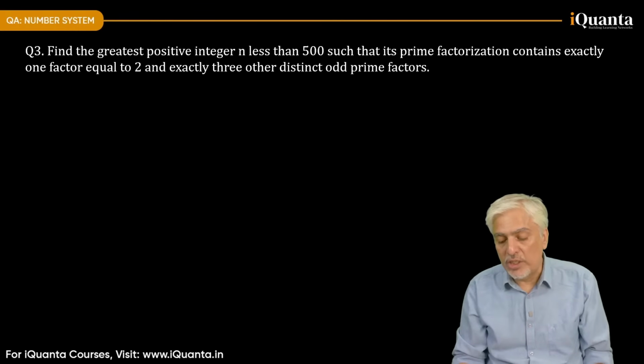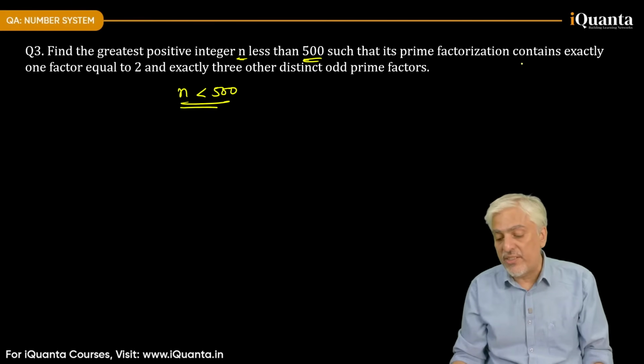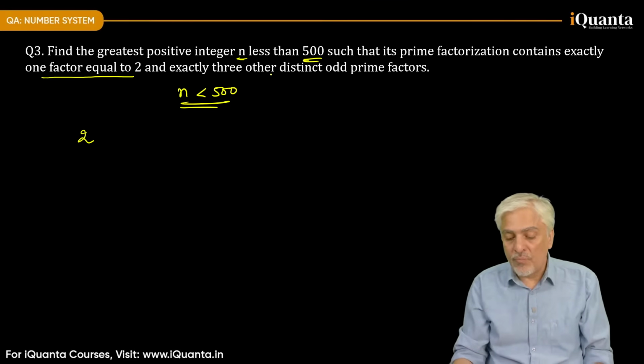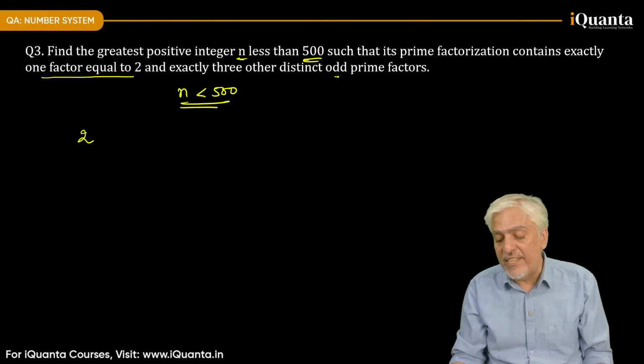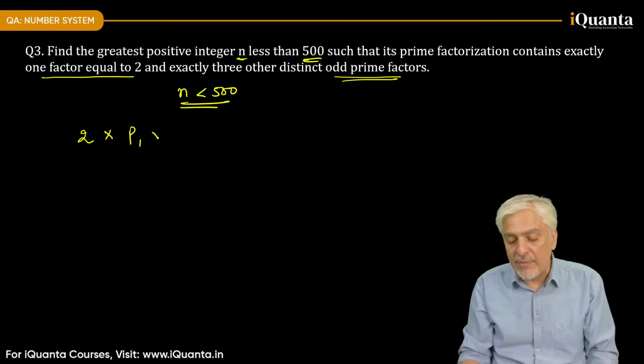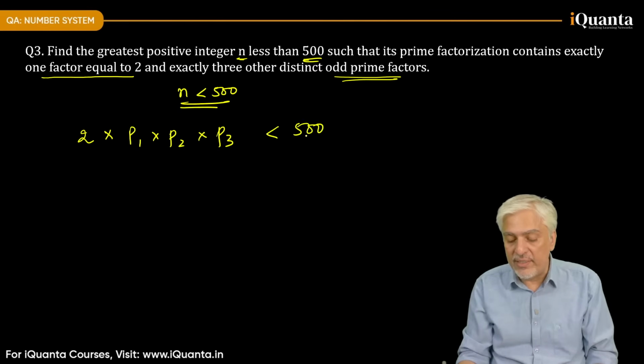Find the greatest positive integer n less than 500, such that its prime factorization contains exactly one factor equal to 2. That means it has to have 2 and 3 other distinct odd prime numbers. I need 3 more prime numbers, all of them obviously odd, and they all have to be distinct. And the answer has to be less than 500. We want the greatest such number.